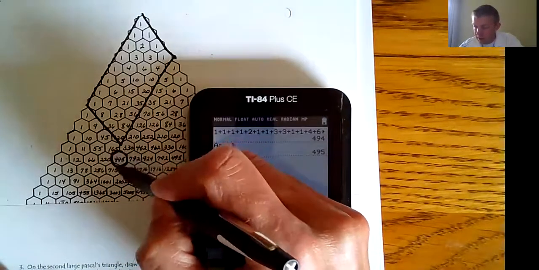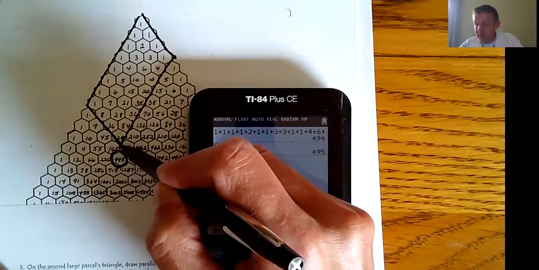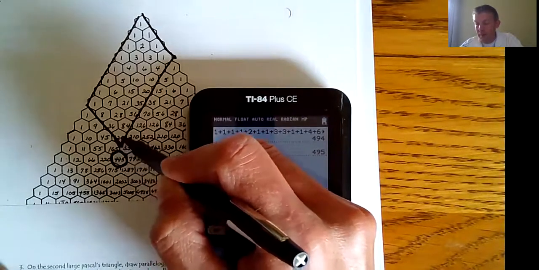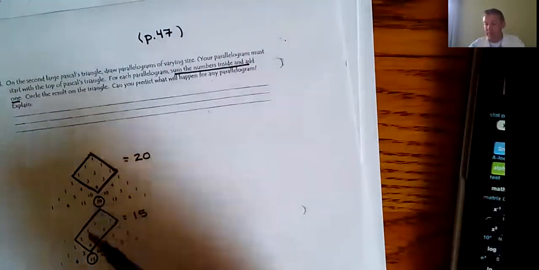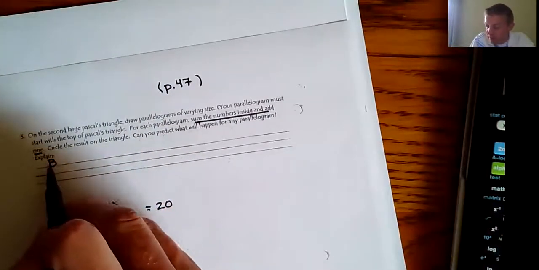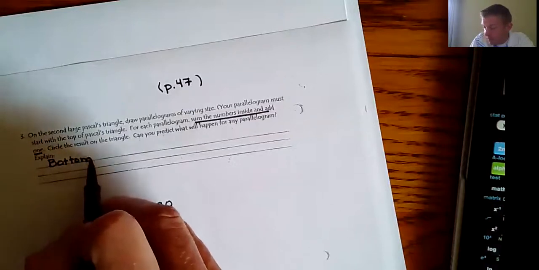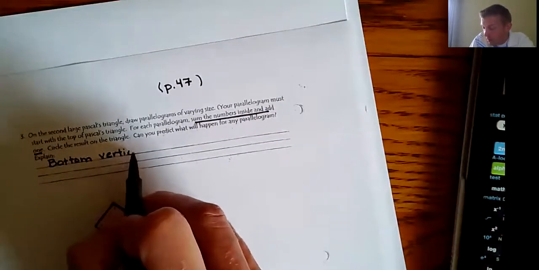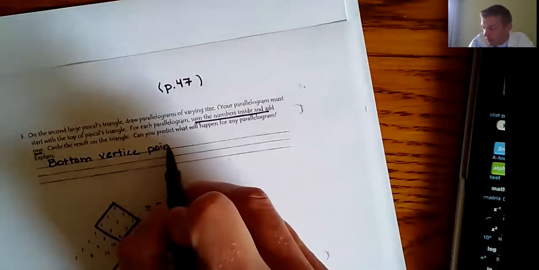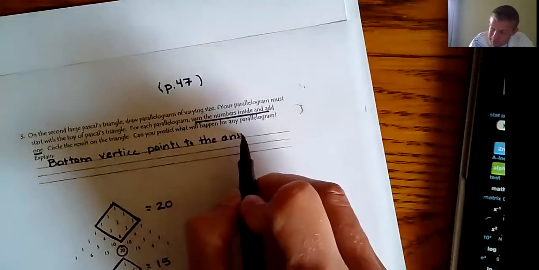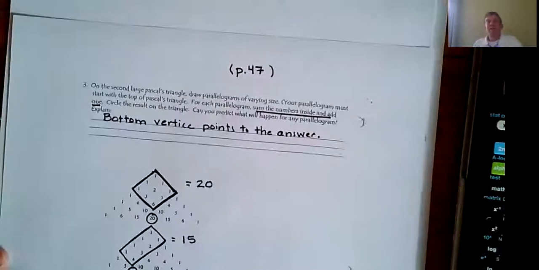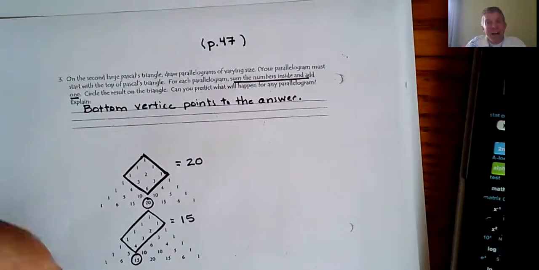Right there. It always seems to be that bottom vertex, that bottom point of the parallelogram, just points to the answer. That's kind of how I wrote it. The bottom vertex points to the answer. Isn't math crazy? I don't know why it works. It just does. So fun.